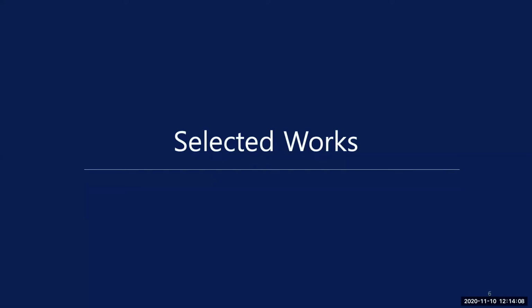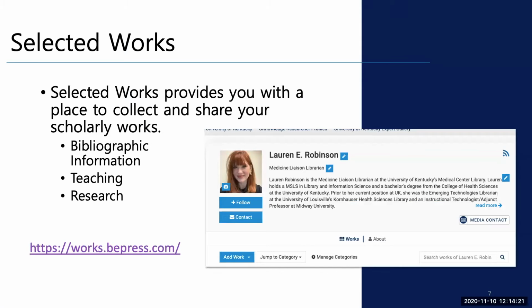Okay, Selected Works. So this tool I really personally like. It can go with you to different institutions. If an institution has a BePress, it will automatically change to that university's headers and things like that. So Selected Works provides you with a place to collect and share all of your scholarly work. This can be teaching material, bibliographic information, research, data. It can be lots of things.